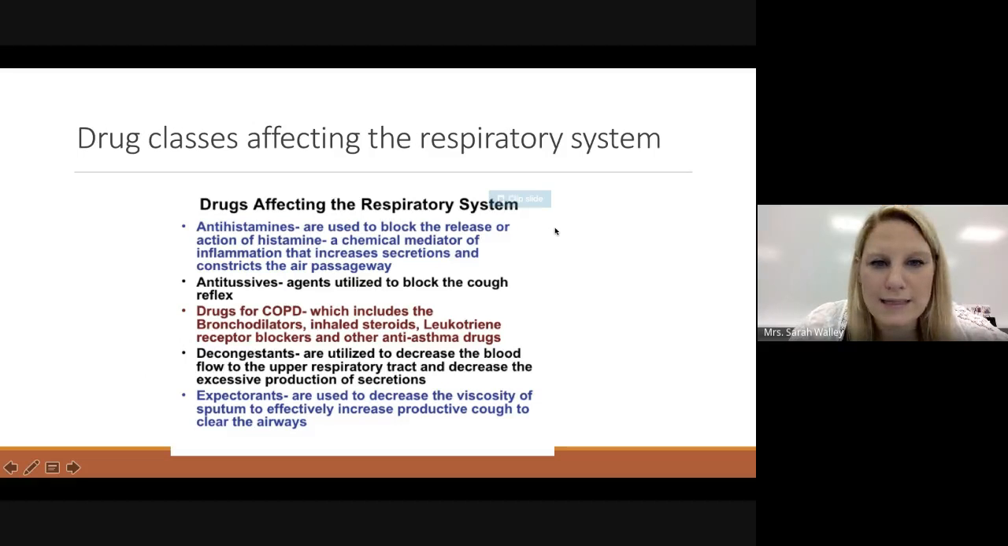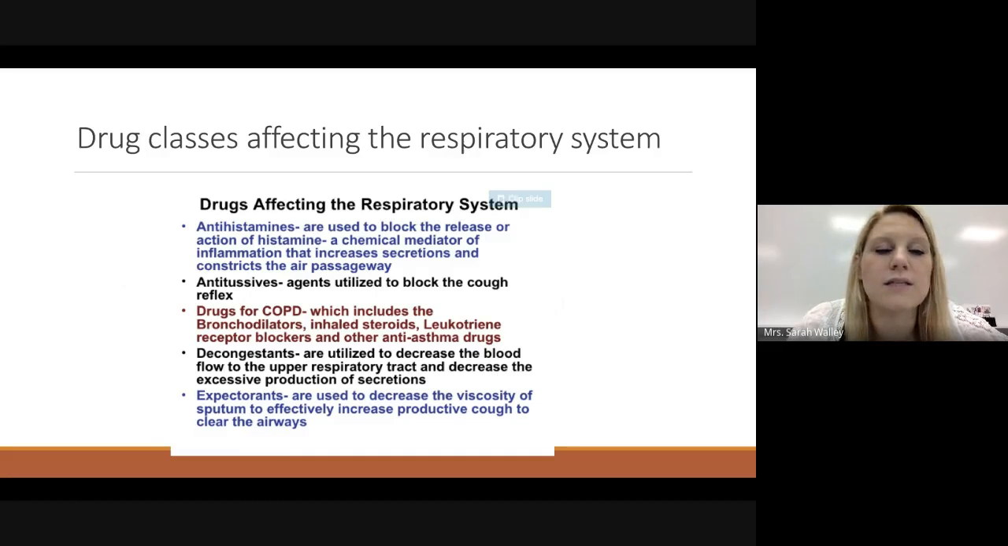So, drug classes affecting the respiratory system as a whole: you've got antihistamines, antitussives, drugs for COPD, like I said, decongestants and expectorants. And this is for the gamut of upper respiratory issues.